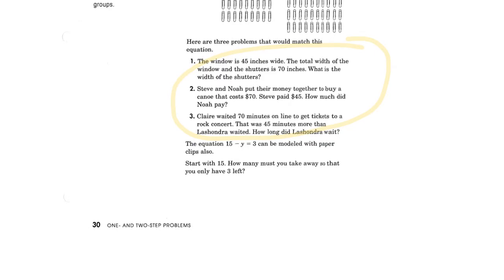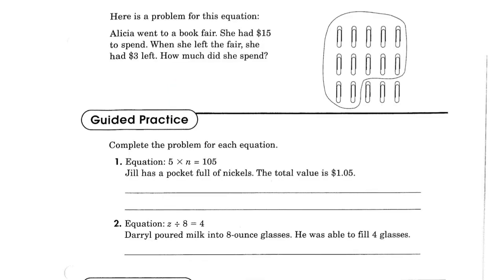So the equation 15 minus 3 can be modeled with paper clips also. You start with 15. How many must you take away so that you only have 3? So the problem is continued on the next page. So here is a problem for this equation. Alicia went to the book fair. She had $15 to spend. When she left the fair, she had $3 left. How much did she spend?